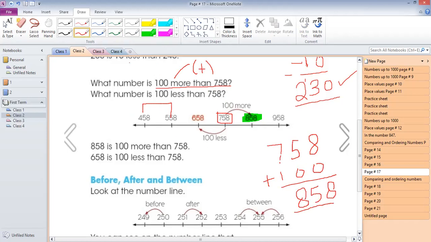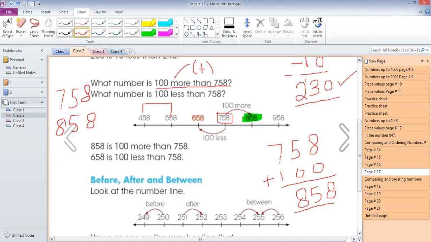Or, as I told you, in 758, the 5 and 8 will be the same. The value will be changed only in the hundreds. So you can just add 1 in the hundreds place. This is 7. 7 plus 1 equals 8. Then 58 will be the same. Any method, in any way you can do it. Okay. It's up to you.